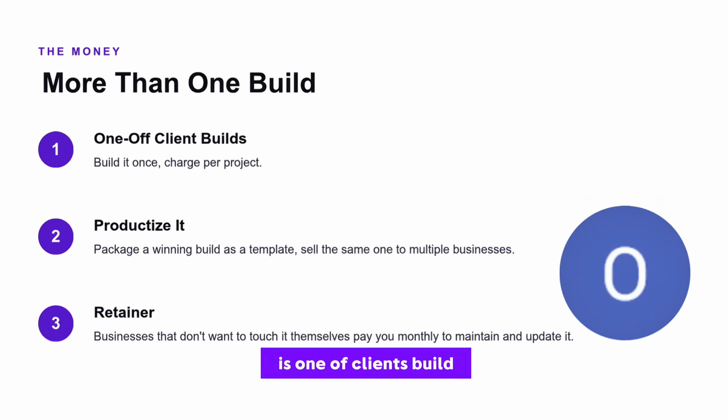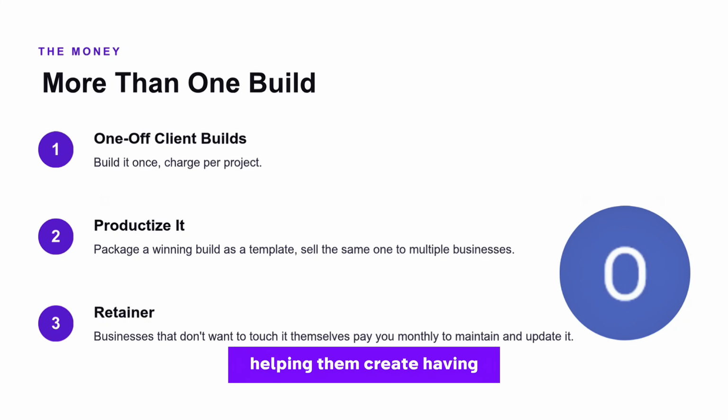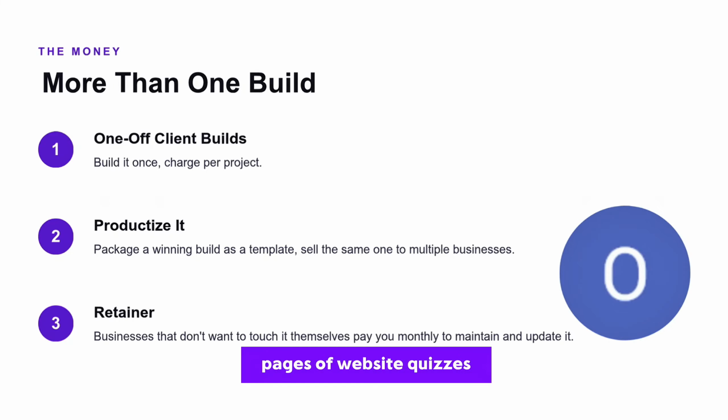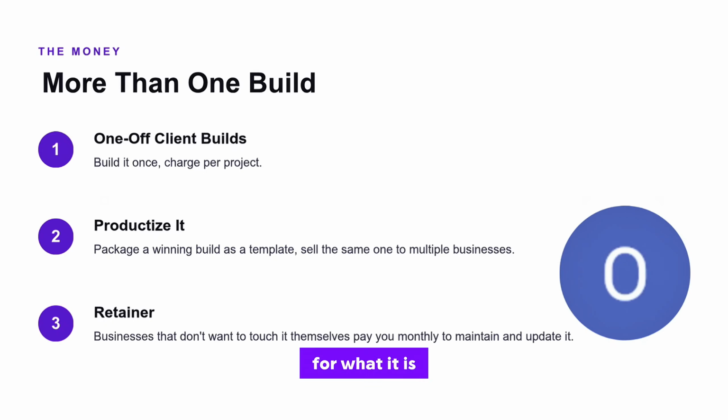The first one is one-off client builds. Build it once and charge per project. That's what we just talked about. Something like serving a particular business, helping them create, having a particular number of people you attend to, just like the way you charge for probably design services, charge once and pay per project. That's one way: one-off builds of sales pages, of landing pages, of website quizzes, lead magnets, mini functional apps, whatever way it is. You create ones for each business and you get paid for what it is that you have created.